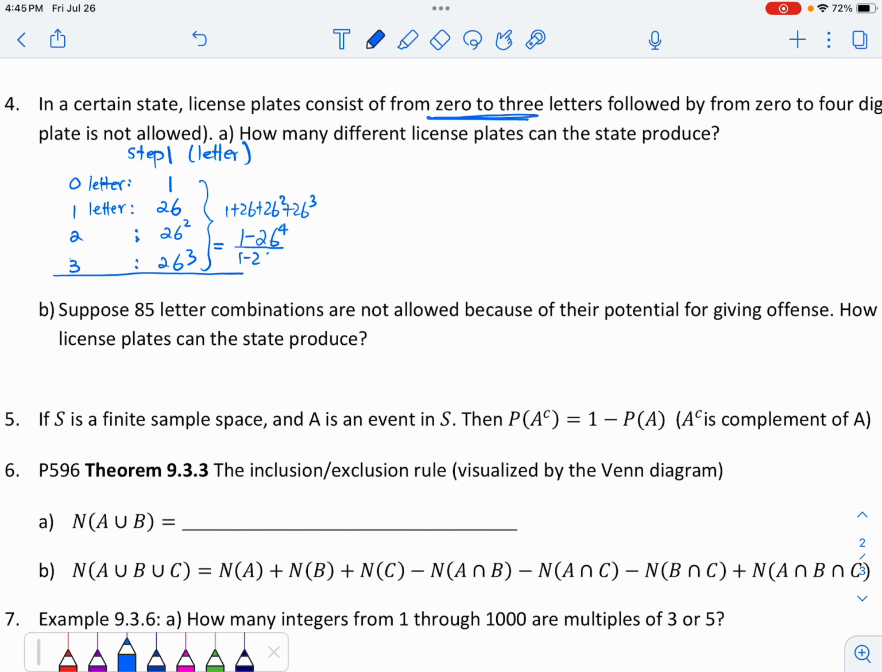And this is equal to, if you remember, 1 minus 26 to the power 4 over 1 minus 26. This turns out to be 18,279. So double check that for me. This is just step 1.